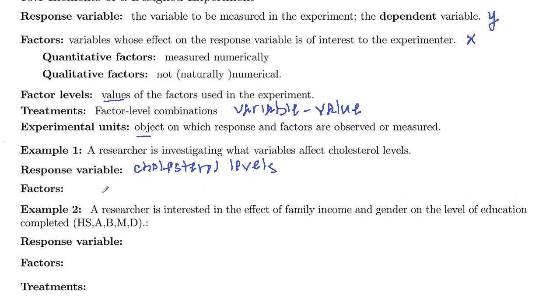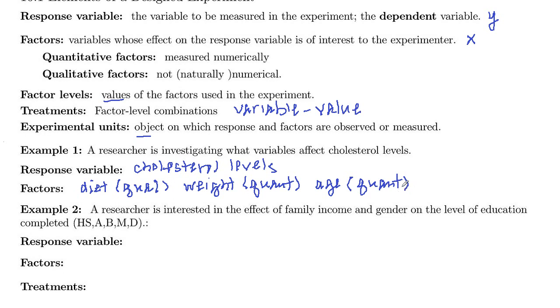And then the factors that might affect cholesterol here might be diet. And that would be a qualitative variable. So for example, high fat diet, low fat diet, high carb, low carb, etc. Also weight. And that is a quantitative variable. It's measured. Age. Cholesterol values tend to be lower when you're younger and higher when you're older. That's also a quantitative.